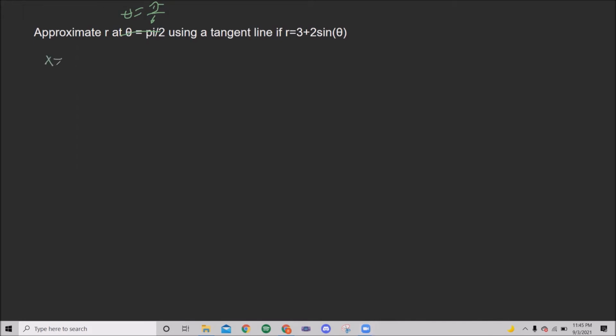So x is equal to r cosine theta, y is equal to r sine theta. We're going to plug in our values of r. So we're going to end up with 3 cosine theta plus 2 sine theta times cosine theta. That's our x coordinate. Or that's our equation for x. Our equation for y is going to be 3 sine theta plus 2 sine squared theta.